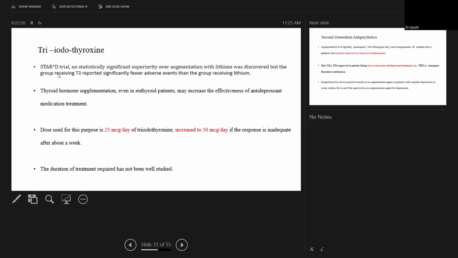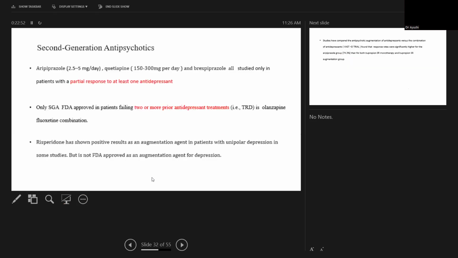Then triiodothyronine. In a study trial, no statistically significant superiority over augmentation with lithium was discovered. But the group receiving T3 reported significantly fewer adverse events than the group receiving lithium. Now, with thyroid hormone supplementation, even in the euthyroid patient, you can increase the effectiveness of the antidepressant. It usually starts with 25 mcg per day, and that can be increased to 50 mcg per day. And the duration of the treatment required is not well studied.